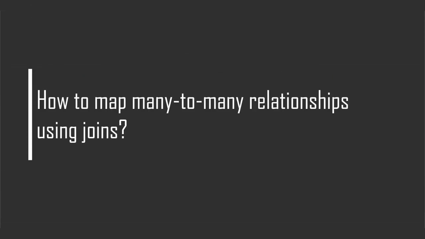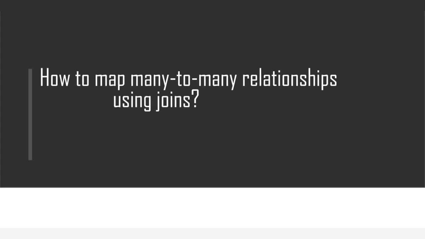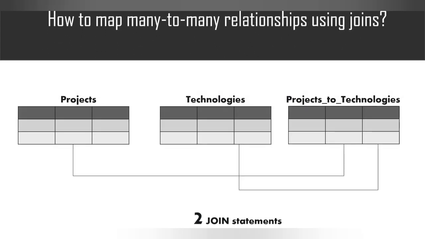Now moving on to our second question, that is how to map many-to-many relationships using joins. It's a known fact that joins are basically used to map one-to-many relationships. But if there's confusion about how to map many-to-many relationships, let me tell you that you need to use two join statements. To explain why two join statements are required, consider a scenario where you have three tables, that is the employee table, the projects table, and the technologies table.